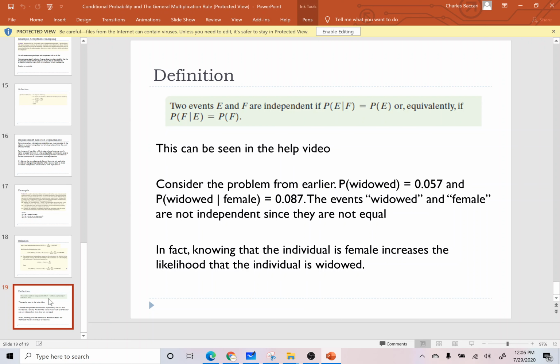Consider the widowed example earlier and the P of widowed given that they're female. The events widowed and female are not independent since they are not equal. In fact, knowing that the individual is female increases the likelihood that the individual is widowed, because obviously males are less likely to be widowed in this example.